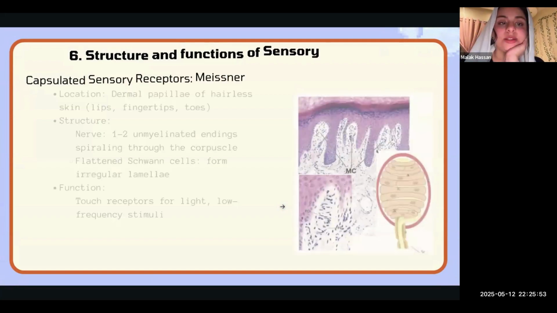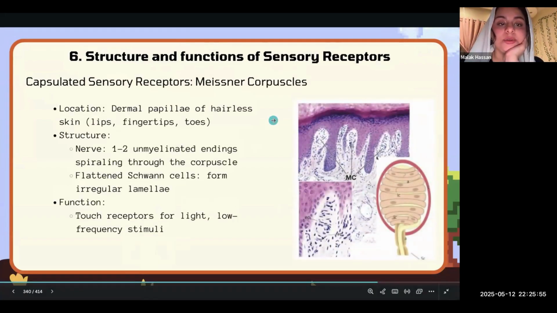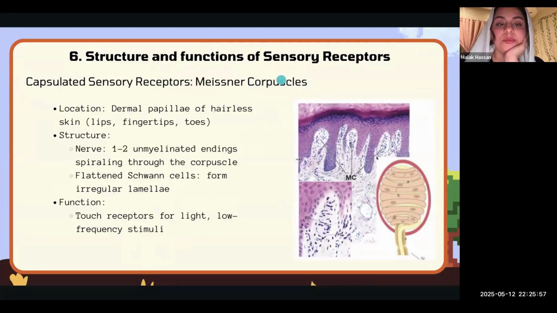Now let's talk about the encapsulated sensory receptors, starting with Meissner's corpuscle. Its location is the dermal papilla of the hairless skin. It is basically one to two nerve endings spiraling through the corpuscle, with flattened Schwann cells that form irregular lamellae, and the function is that they are touch receptors for light and low-frequency stimuli.